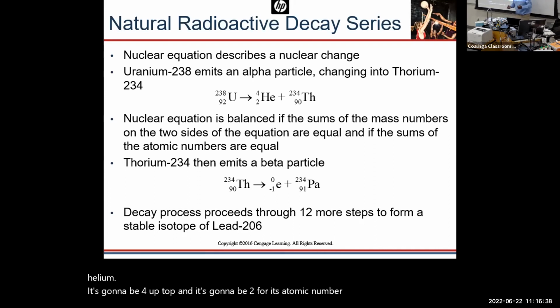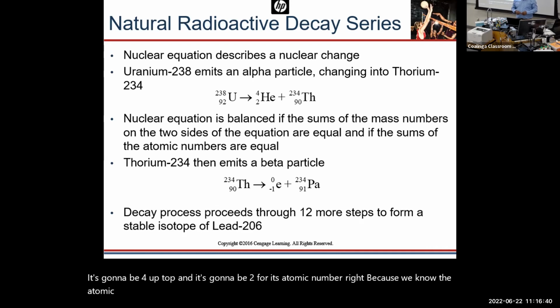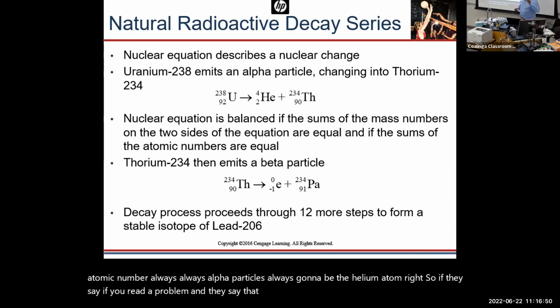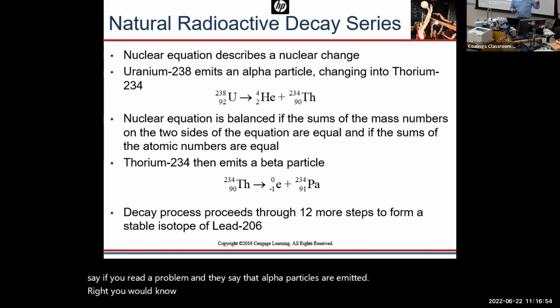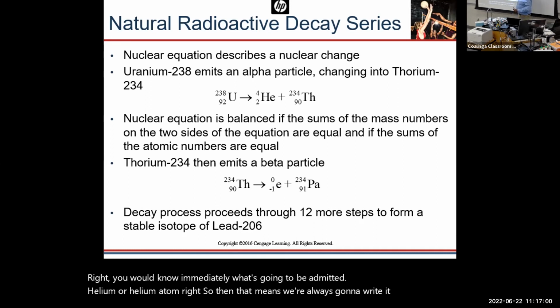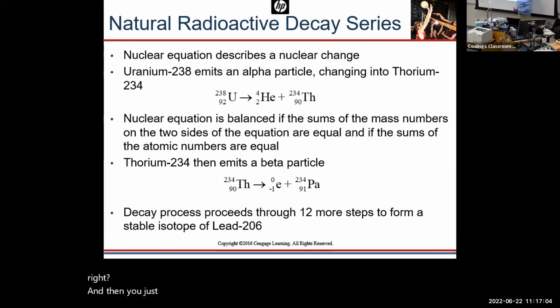Is it always going to be helium? Always, alpha particles are always going to be the helium atom, right? So if you read a problem and they say that alpha particles are emitted, you want to know immediately what's going to be emitted: helium, or a helium atom, right? So then we're always going to write it as 4, 2, helium, right? And then you just subtract off whatever's left.